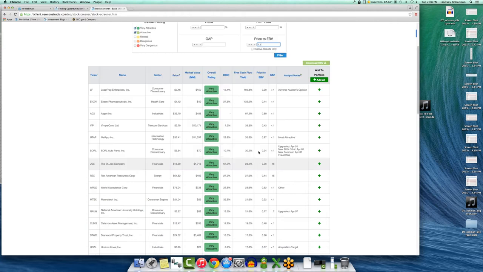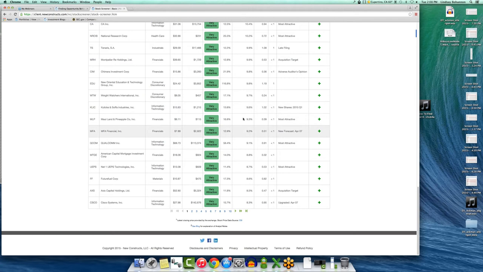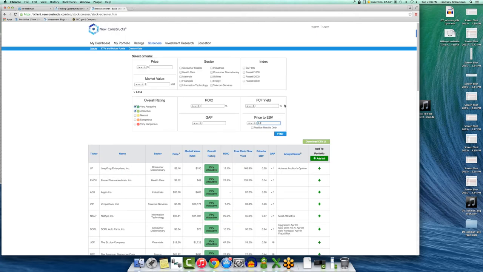Now, if you scroll down through the screener here, you can probably see a couple examples of stocks that are maybe greater than 1.2 that offer compelling risk-reward potential and get our very attractive or attractive rating. And we've certainly written about those stocks before, but we really think stocks under 1.2 on a price to economic book value basis offer the most attractive risk-reward potential.